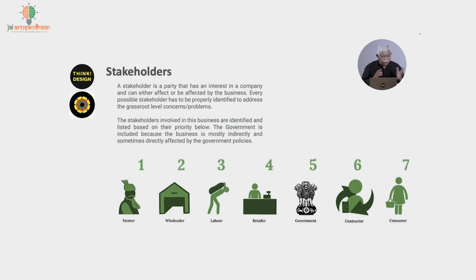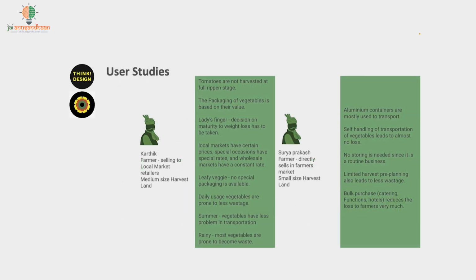Okay, so if you look at the stakeholders, again, it's a very large system, agriculture. Okay, stakeholders from the farmers to the first person, that's the wholesaler, to the laborers who are employed here, to finally the shop where it gets sold. Okay, there are lots of governmental policies which define the whole system. Okay, there's also the in between contractor, okay, and finally the consumer. If you look at it, a very large number of stakeholders are there. Okay, so there are 7 of them listed here. Okay, and you can actually do user studies with each one of them.